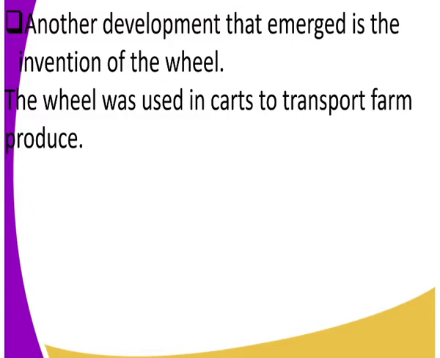Another development that emerged is the invention of the wheel. The wheel can be dated back to early agriculture, both in Mesopotamia and Egypt. But again, we'll get to Egypt. Now, in Mesopotamia, the wheel was used in carts to transport farm produce. You know what carts are, right?